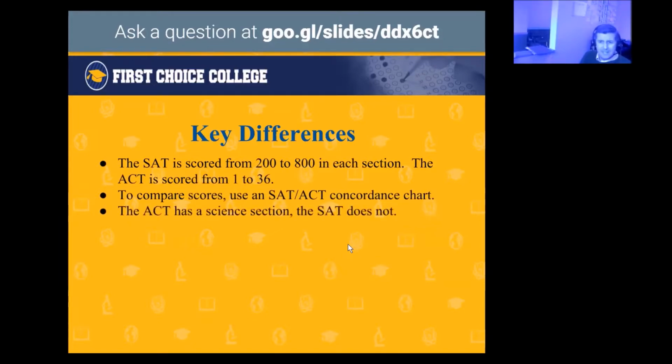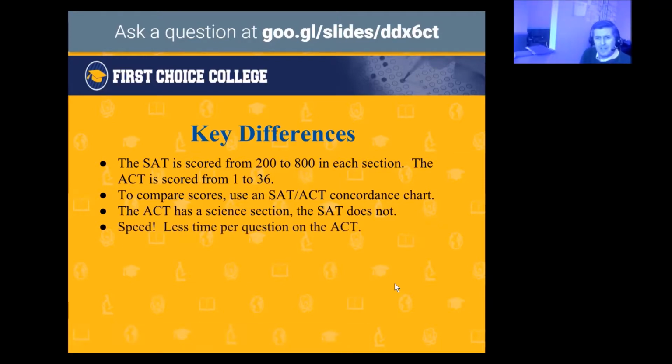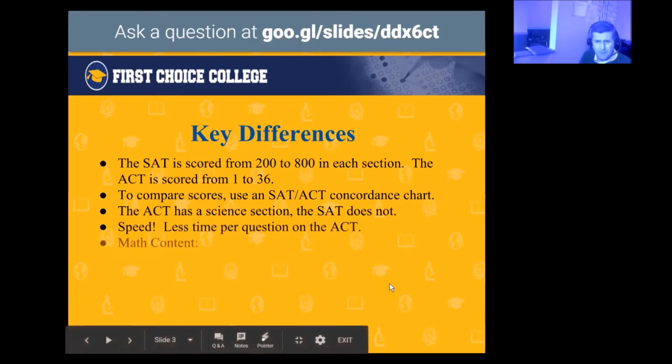Again, the ACT has a science section, SAT does not. Speed, less time per question on the ACT. This is another big difference between the 2 tests. And it's not necessarily a bad thing, as on the SAT, a lot of times students overthink the test. They think because it's the SAT, it has to be hard, and they talk themselves out of the right answer. Whereas on the ACT, there's not enough time to talk yourself out of answers. You have to learn to answer and move on.